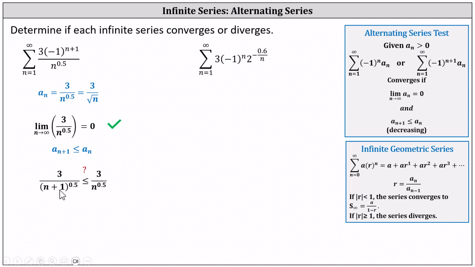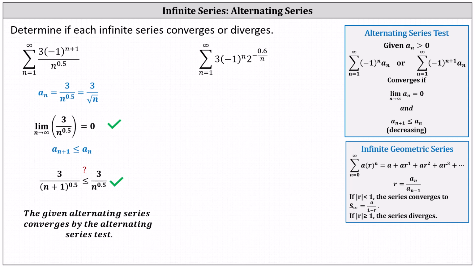From here, the quantity n plus 1 to the power of 0.5 is always going to be larger than n to the power of 0.5, and therefore 3 divided by the quantity n plus 1 to the power of 0.5 will always be less than or equal to 3 divided by n to the power of 0.5, meaning the terms of the series are also decreasing. This indicates the given alternating series converges by the alternating series test.